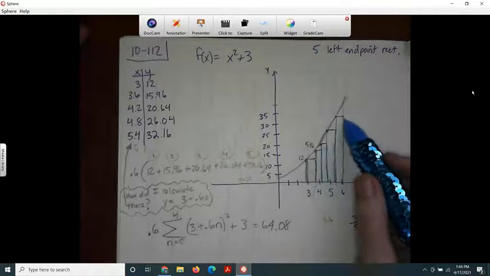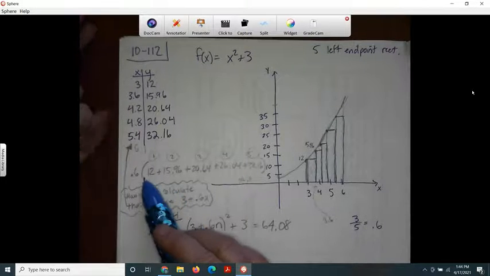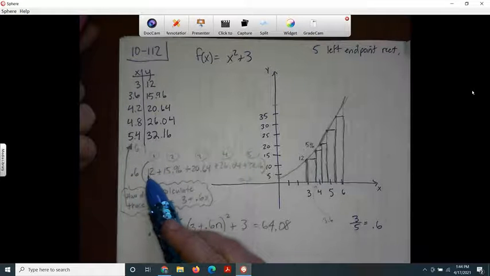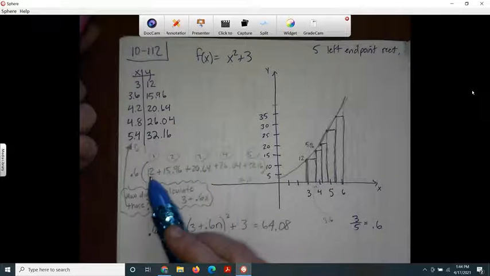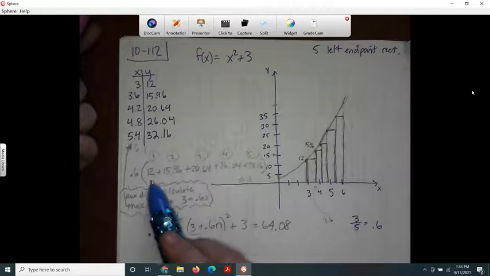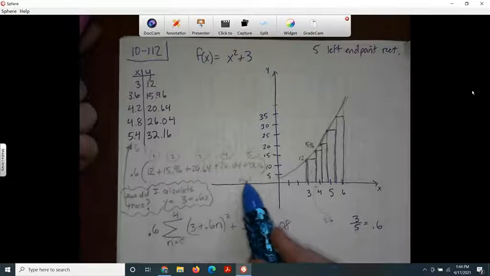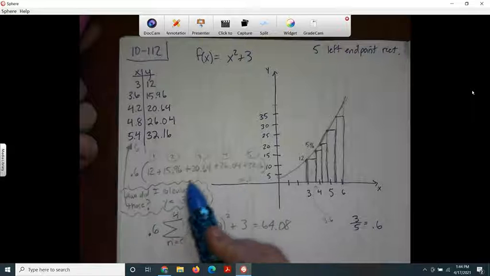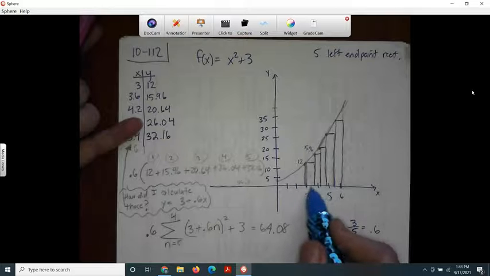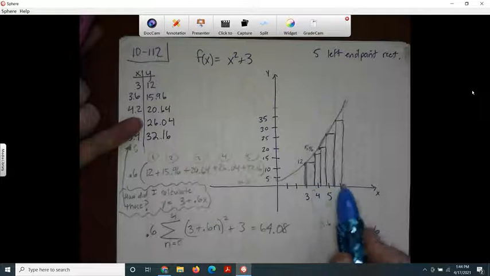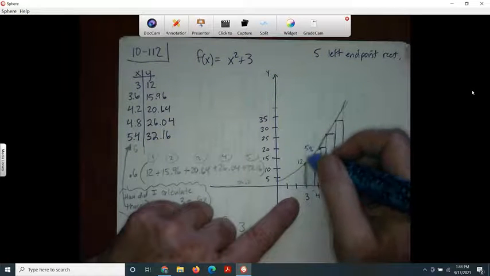Instead of going 0.6 times 12 plus 0.6 times 15.96 plus 0.6 times 20.64, instead of distributing my 0.6 to each and every term, I'm going to just add these in my calculator, and they ended up being 106.8. Then I multiplied by 0.6. The reason I'm multiplying by 0.6 is because that's the width of each of the rectangles. This approximates the area under my parabola between 3 and 6. And this is an underestimate.